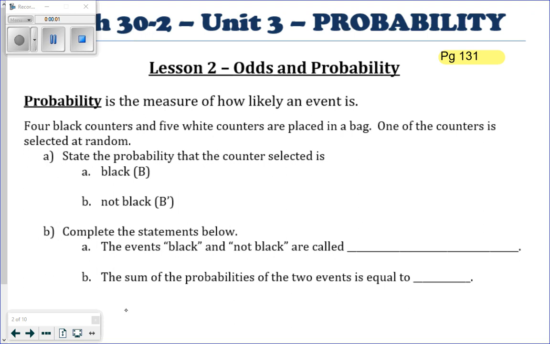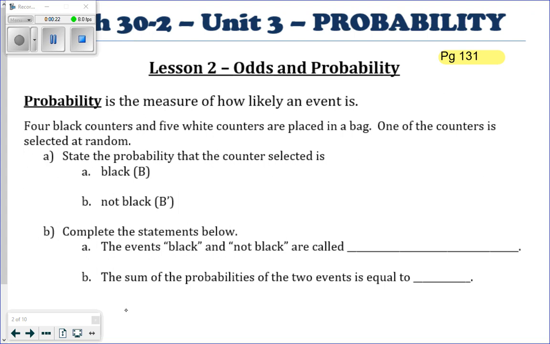Okay, so odds and probability are not the same thing. On the diploma, when you see the word odds, it means one thing, and when you see the word probability, it means another. So I've got to teach you the difference. When you see these questions, you really have to pay attention to the wording of the question. Highlighters can be your best friend.